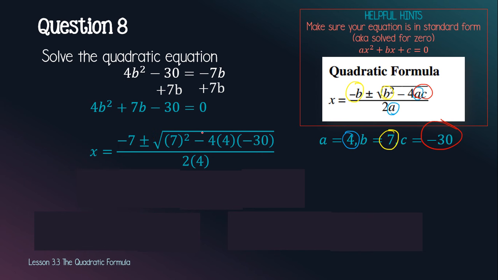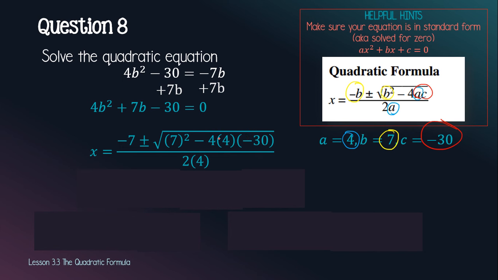So negative 7, I plugged in that 7 for B, plus or minus the square root of 7 squared, minus 4 times my A, which was 4, times C, my C was negative 30, and all over 2 times A. Again, my A term was 4.